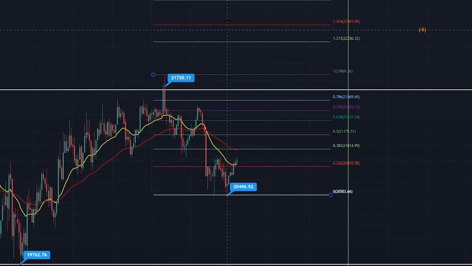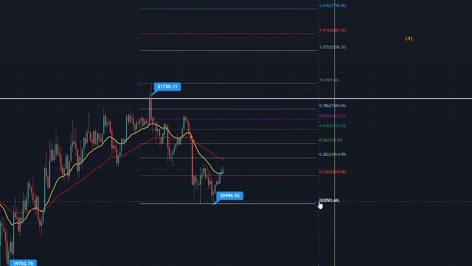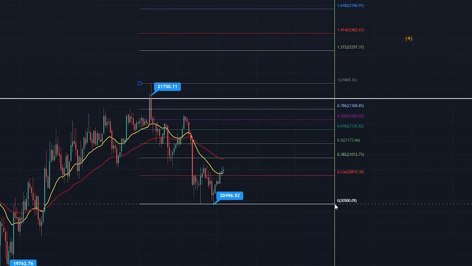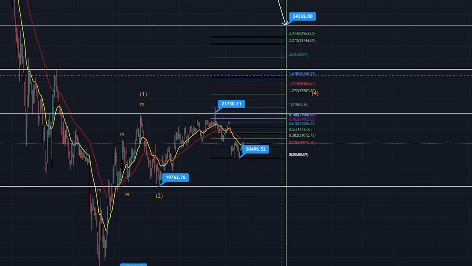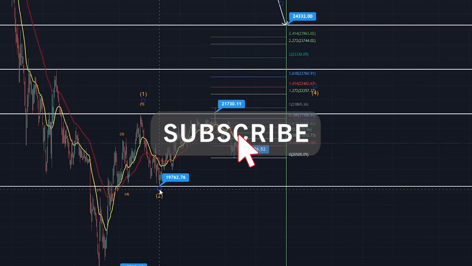From there to there, I think you're looking at a minimal for Bitcoin of around about, let's drop that on right there, minimal 1618 of 22760, and this still could be part of this large third wave which is formed from this wave 2 low just there for Bitcoin.